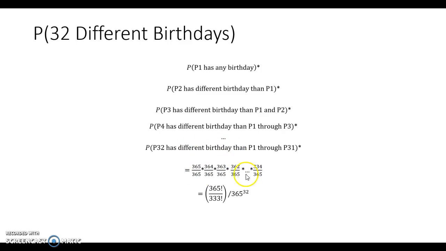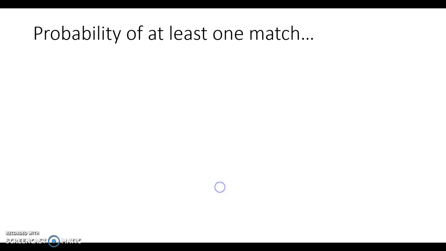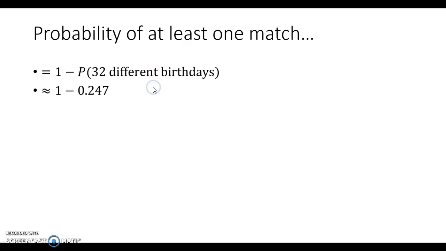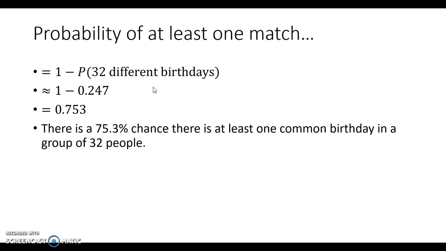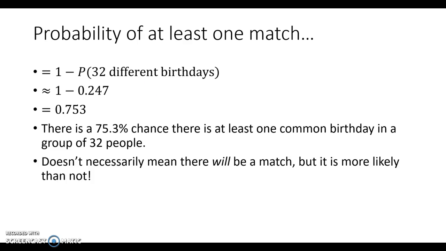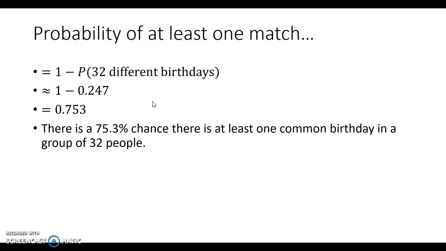Otherwise, you can multiply 32 factors all together, and you get 0.247. So the likelihood that there is no common match at all is only about a 25% chance, which means the probability of at least one match is 1 minus the probability that there aren't any matches, which is 1 minus 0.247, which is 0.753, meaning there is a 75.3% chance there is at least one common birthday in a group of 32 people. That doesn't necessarily mean there will be a match, but it is more likely than not.